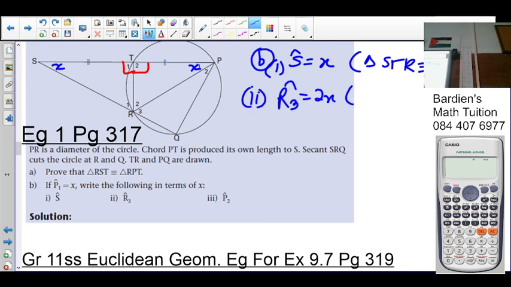Why? Exterior angle of triangle. And this triangle is PR. You don't have to name the triangle. Okay? That is 2x. And then the last question says calculate P2.